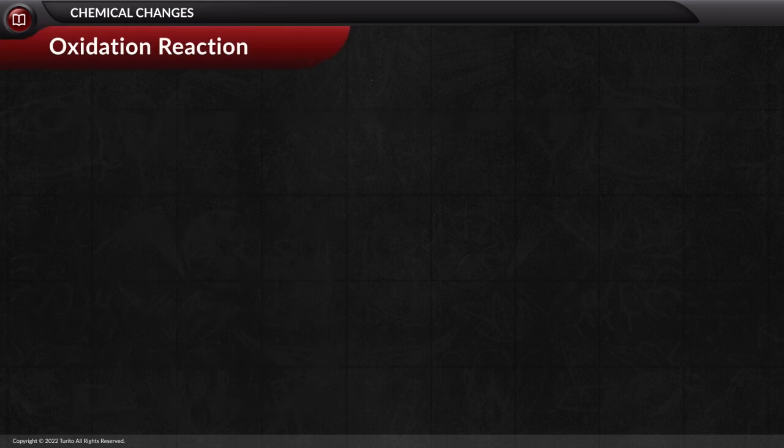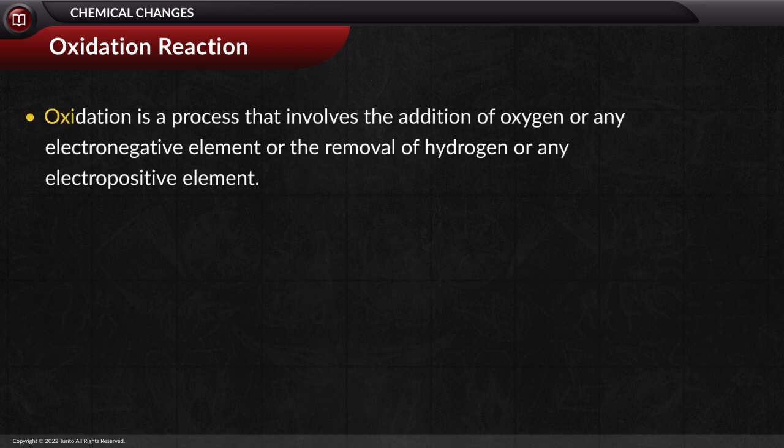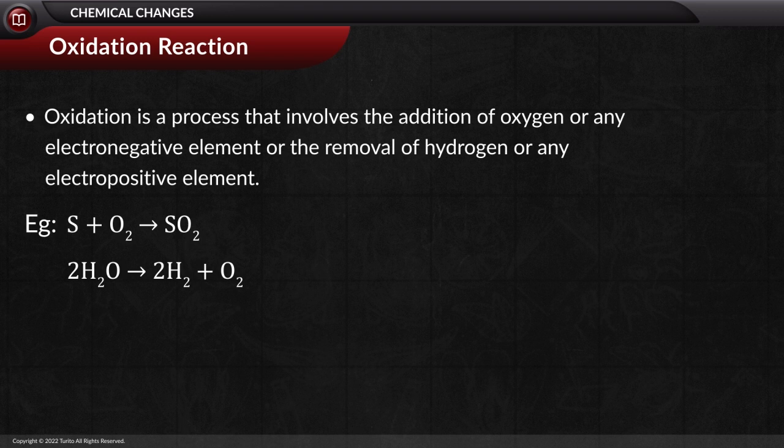Next is an oxidation reaction. According to the classical or earlier concepts, oxidation is a process that involves the addition of oxygen or any electronegative element, or the removal of hydrogen or any electropositive element. For example, S is added up with oxygen to form SO2, or from H2O, hydrogen is removed, forming oxygen.